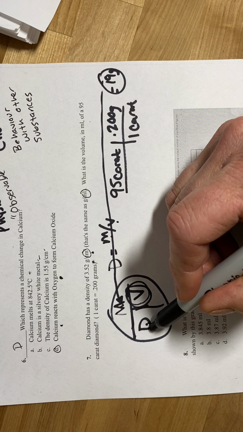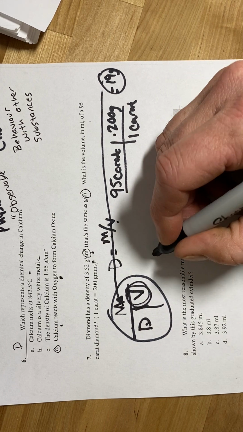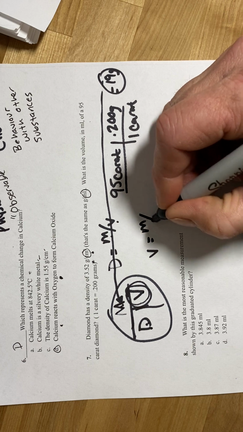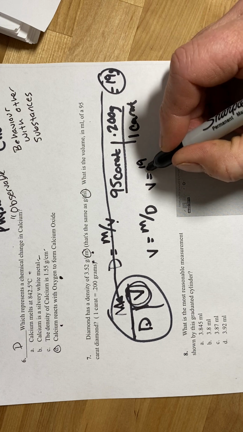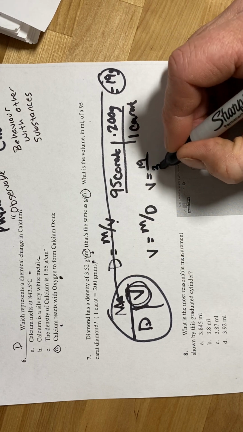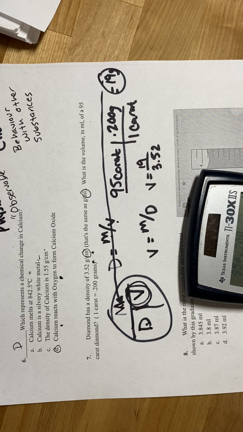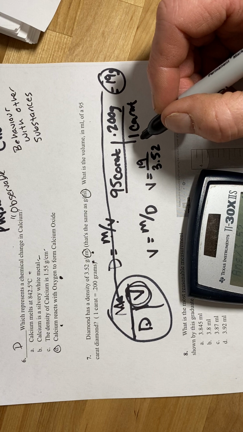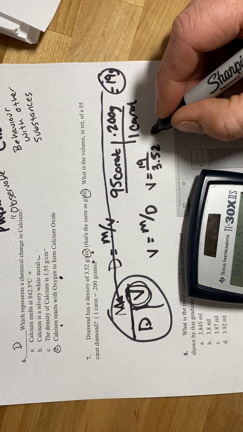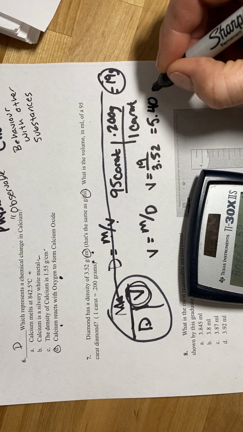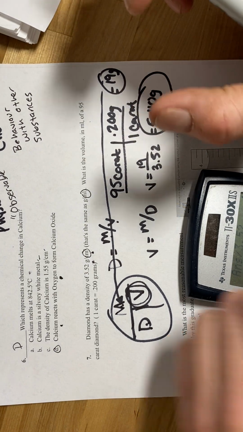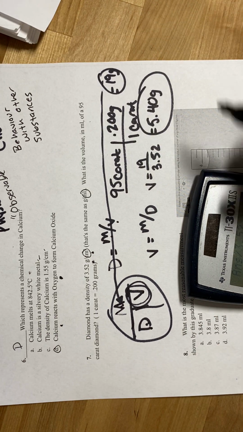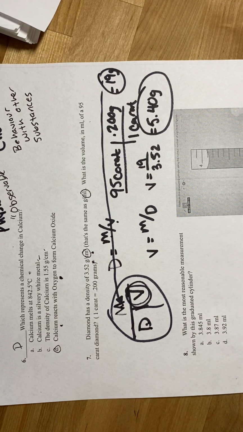We've been given the density in the problem, and so we're just solving for volume. Volume equals mass over density. Volume equals 19 grams over 3.52. And we've got 5.40 milliliters. That is one gigantic diamond. That's like as big as your thumb. That's a huge, huge diamond. Probably expensive, I would guess.